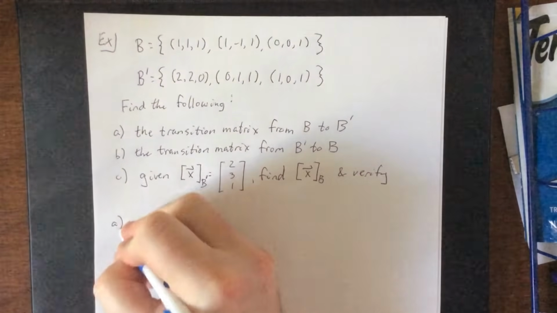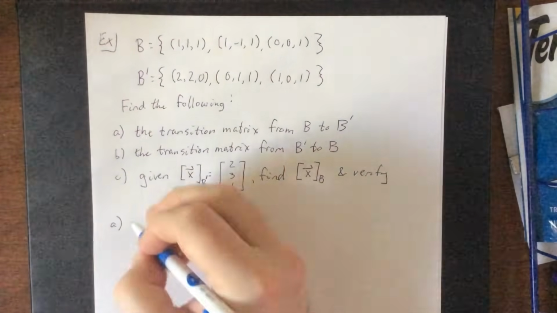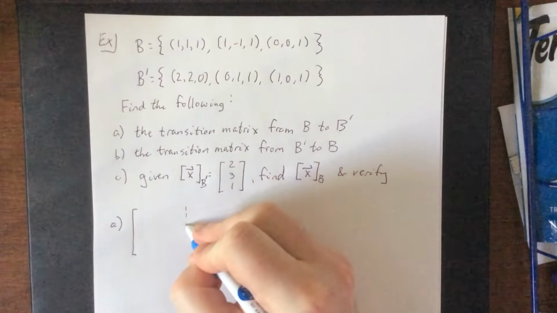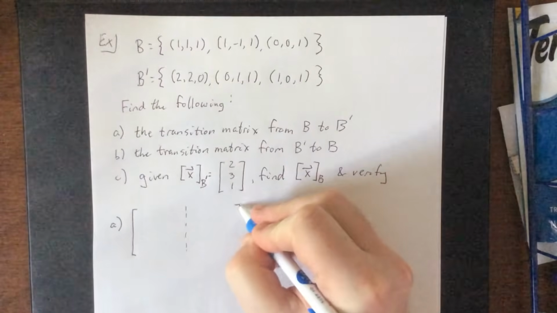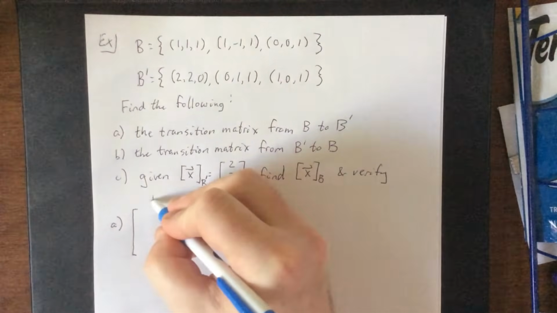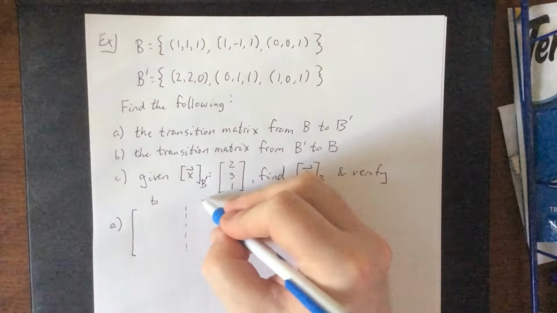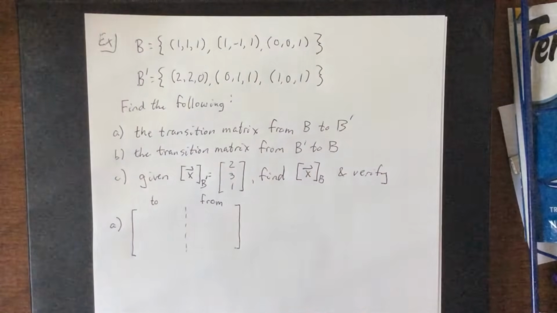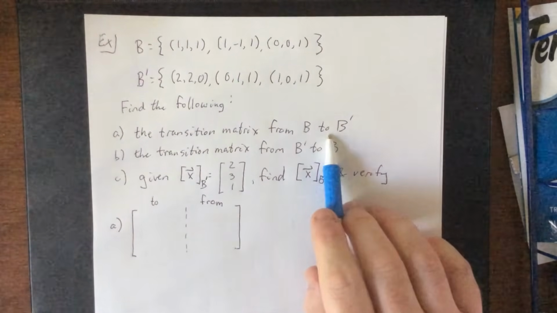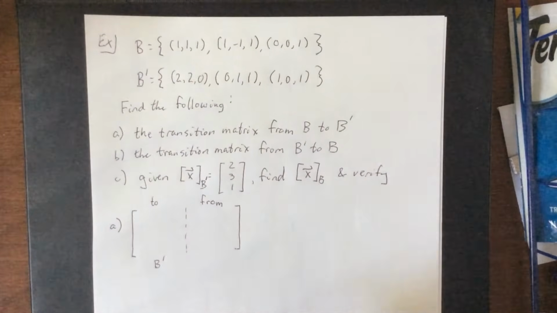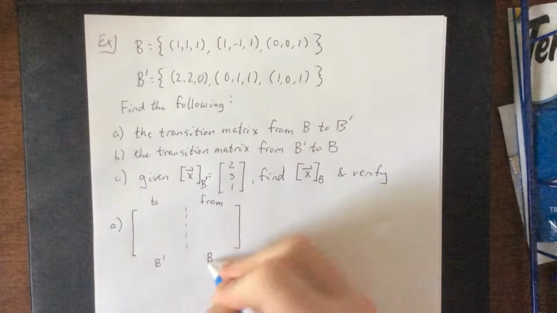So, as far as part A is concerned, we will be creating a 3x6 augmented matrix, and the basis that we are transitioning to goes on the left, and the basis that we're transitioning from goes on the right. Now the basis that we are transitioning to, we're going to B prime in part A. We are coming from B.